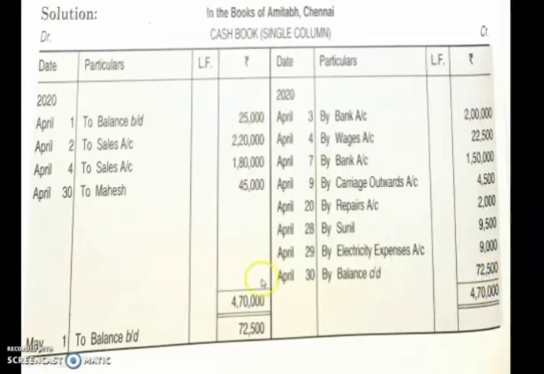When you make the total of this side, you will get 4,70,000, and when you make this side total, you will get a shortage of 72,500. So after writing that shortage 72,500, write down here April 30th. Why April 30th? That is the last day of April. You are closing your books of account. So by balance carried down, you have to write 72,500, and on the next day, that is May 1, the first day of the next month, to balance brought down, the amount is 72,500.